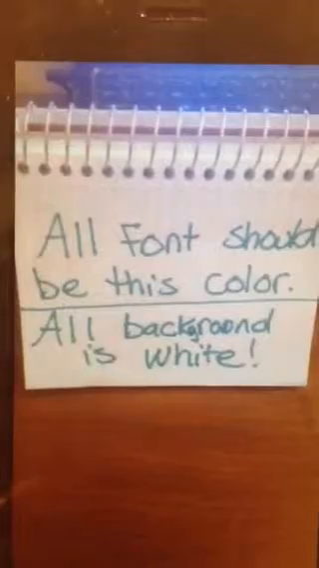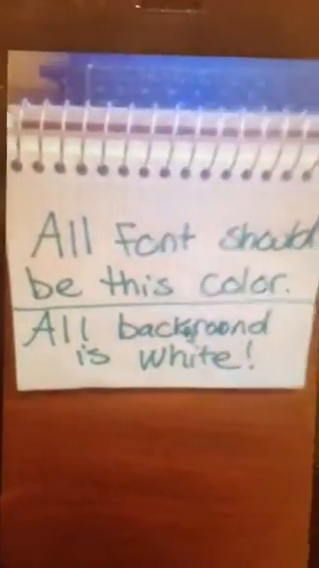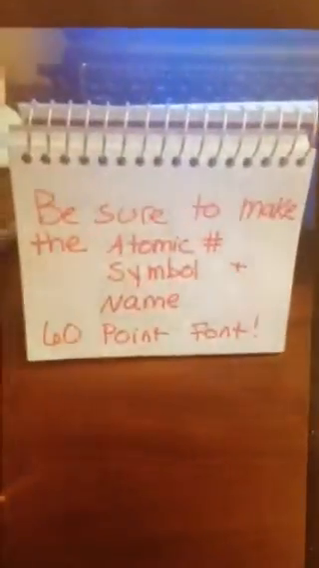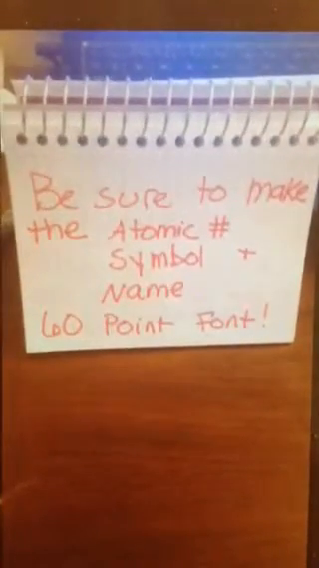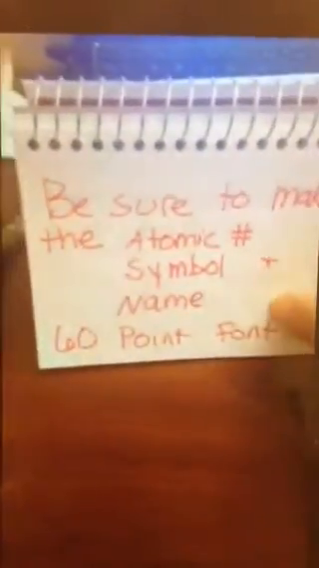All the font should be this color. All the background of the paper is white. The font is the only thing that is going to come to us in color. Be sure to make the atomic number, the symbol, and the name 60-point font. We want those to jump off the wall when you're walking down the stairs to go to your other classes or lunch. We want everyone to be able to read the element name and symbol and atomic number clearly.